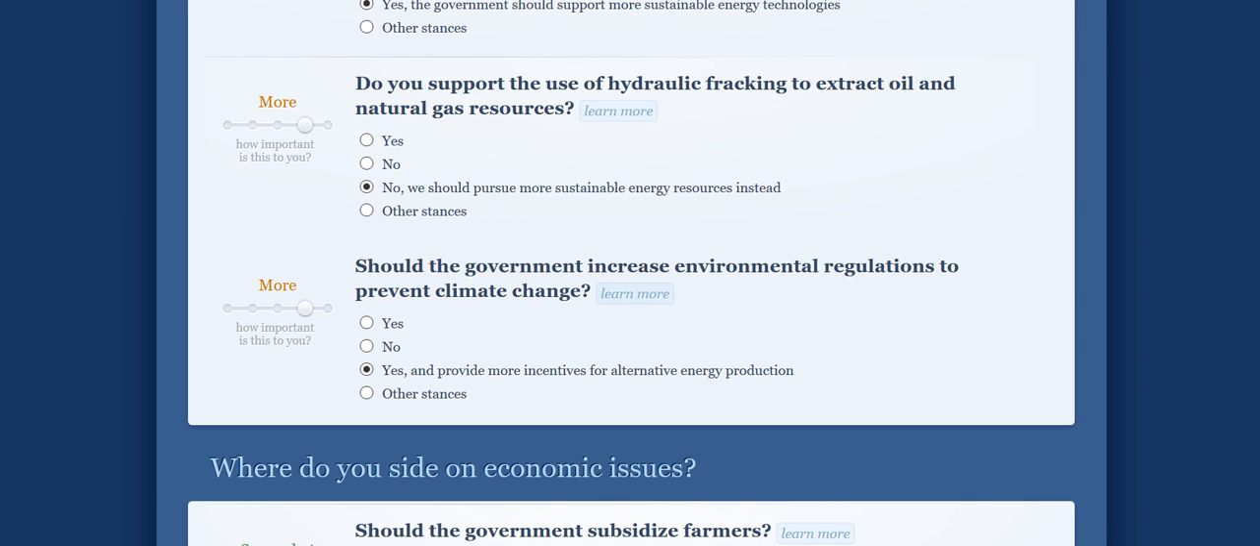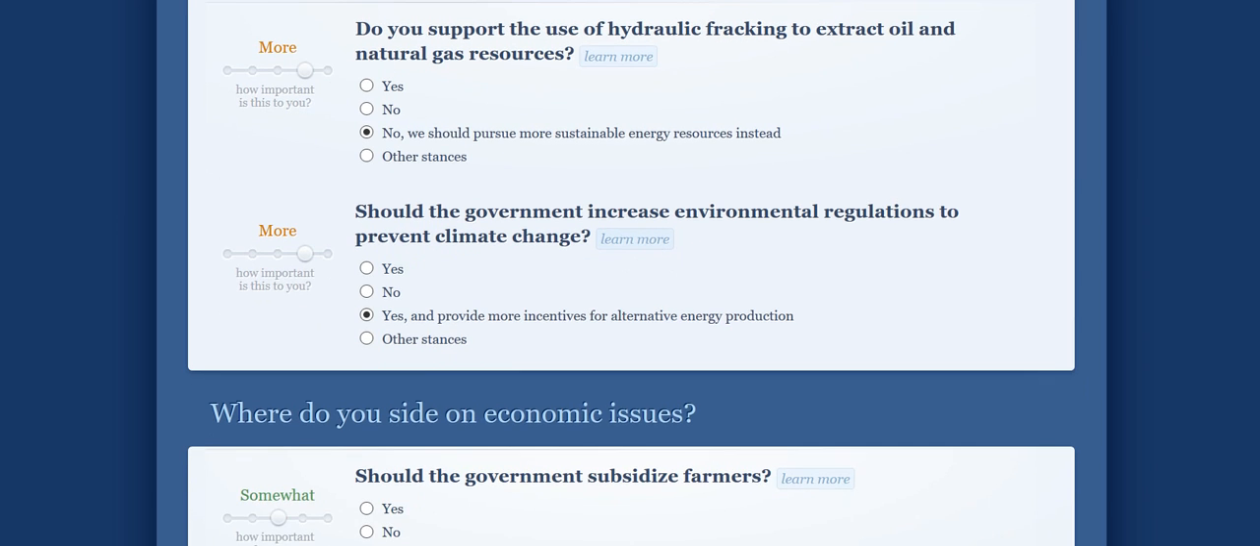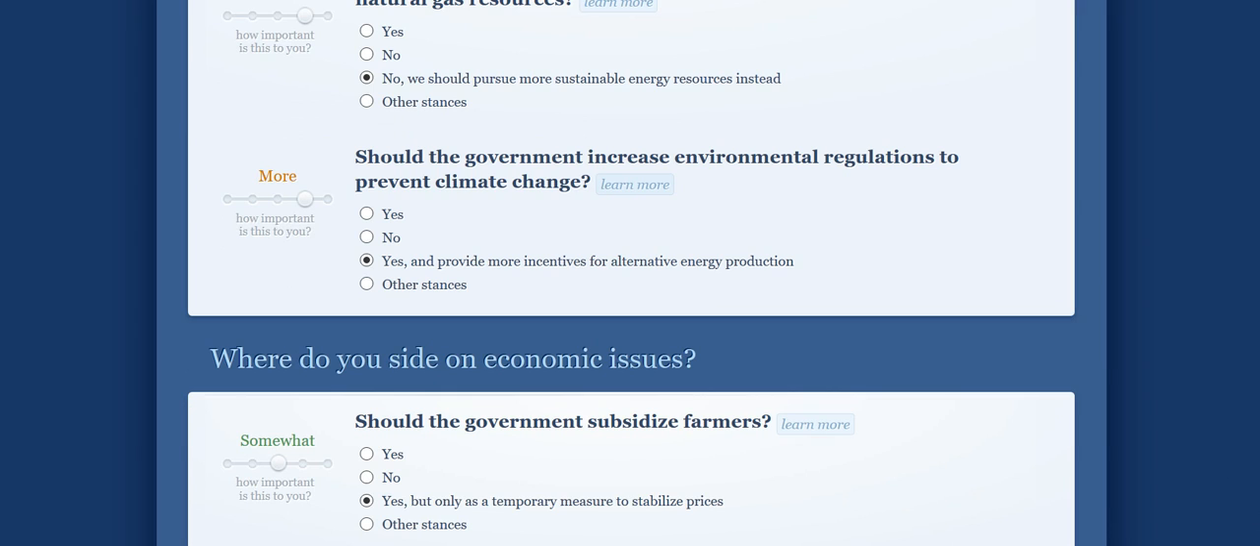Okay, should the government increase environmental regulations to prevent climate change? Yes, and provide more incentives for alternative energy is what I went with there. You could see I put it as kind of more important by the environmental ones because it's pretty important. I agree with Bernie Sanders when he says, let's treat climate change like a World War II level threat. If you follow the science on it and you read the stories, he says that because it's accurate, because it's true. We need to treat it like that. So unsurprisingly, Bernie Sanders is right about something. Breaking news.